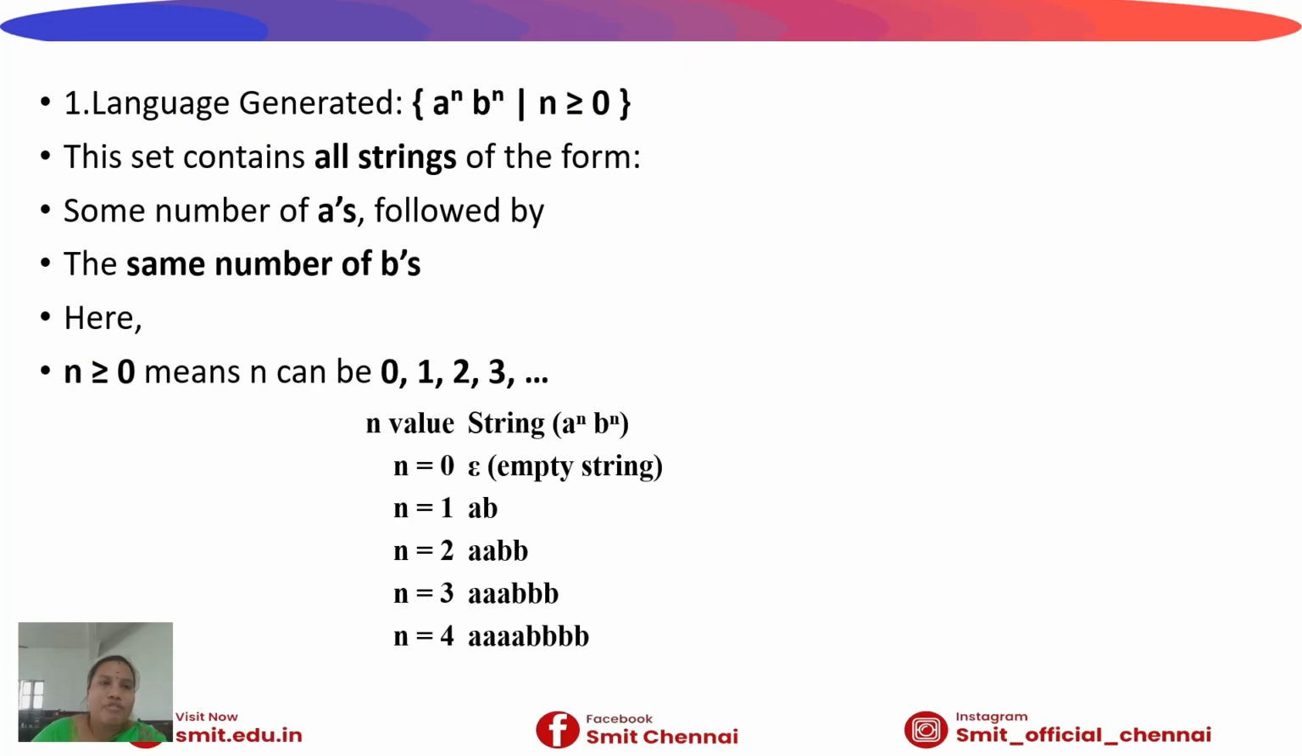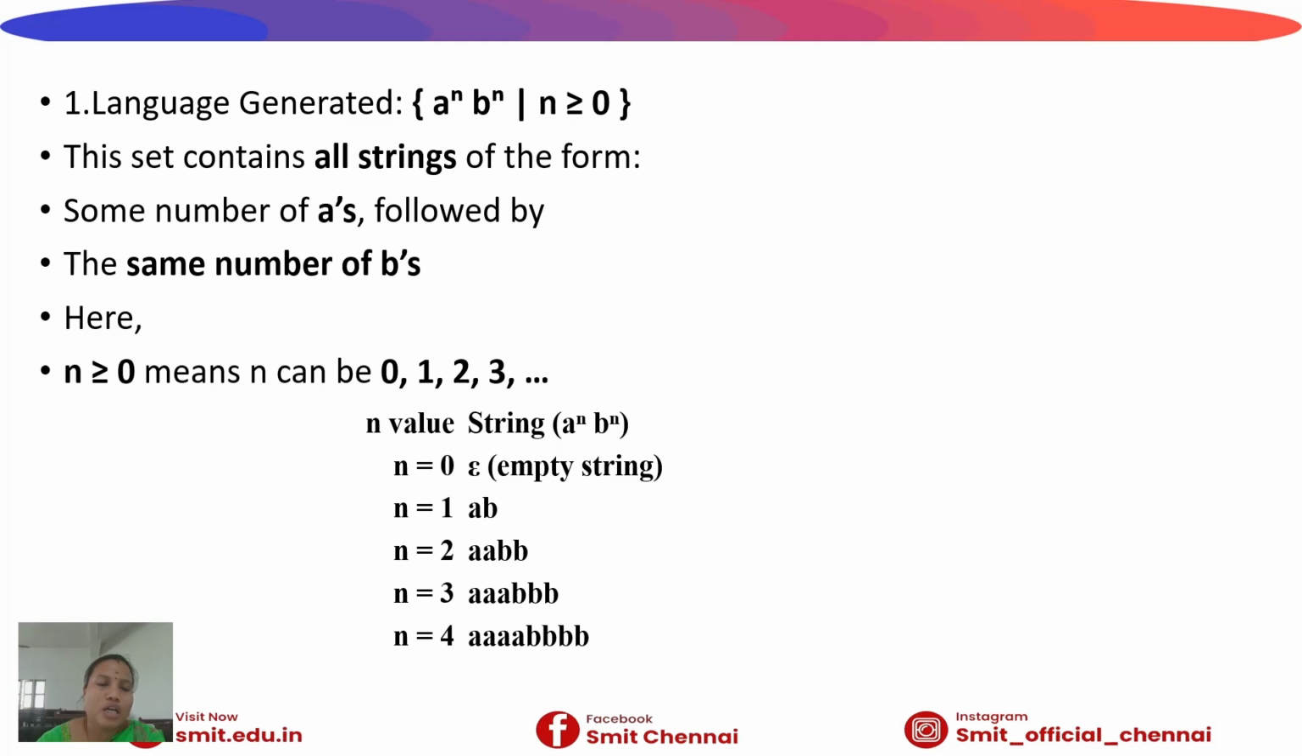Another example for a CFG: a^n b^n where n is greater than or equal to 0. This set contains all strings of the form some number of a's followed by the same number of b's. n greater than or equal to 0 means n can be 0, 1, 2, 3, etc. So the string is a^n b^n. n equal to 0 means epsilon, the empty string.